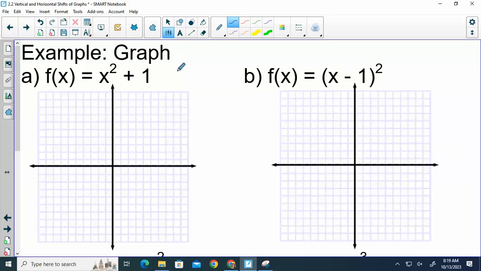So A. What am I going to end up doing? I know it's not inside because it's not being squared, so it's changing y and it does what it says. Parent function would be what? X squared. So 0 squared is 0, 1 squared is 1, 2 squared is 4, negative 1, 1, negative 2, 4. And then we just take each of those points and move them up 1.